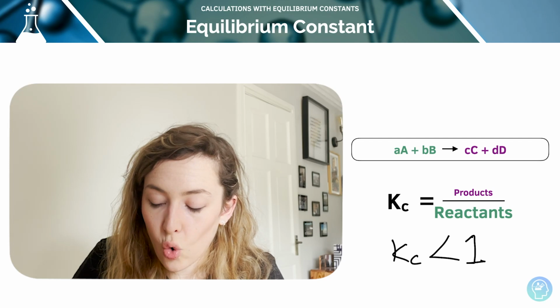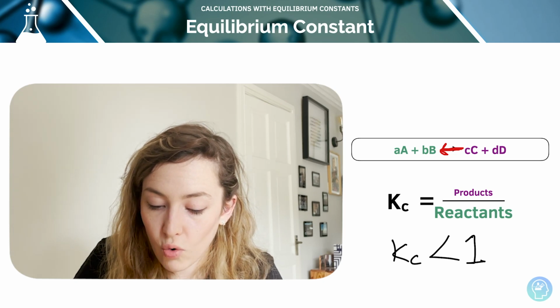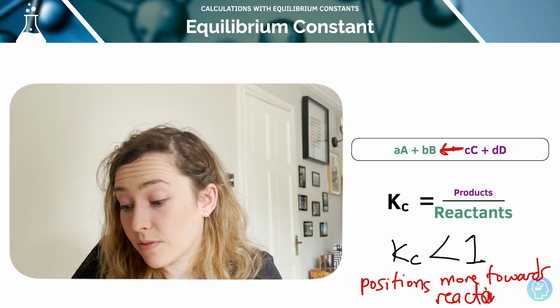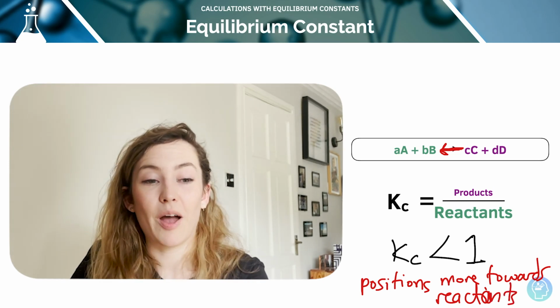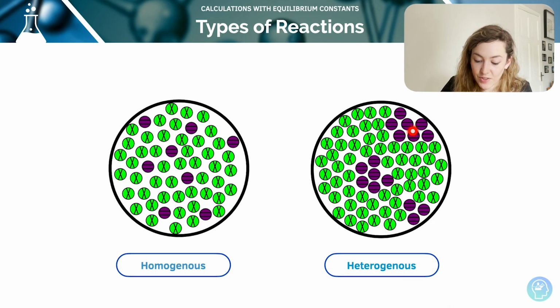And that means your equilibrium is shifted towards your reactants, so your position is more towards your reactants. And we can convert that into yield. It means at the moment we've got more reactants than we do products, which can be problematic. And then let's consider our types of reactions as well.